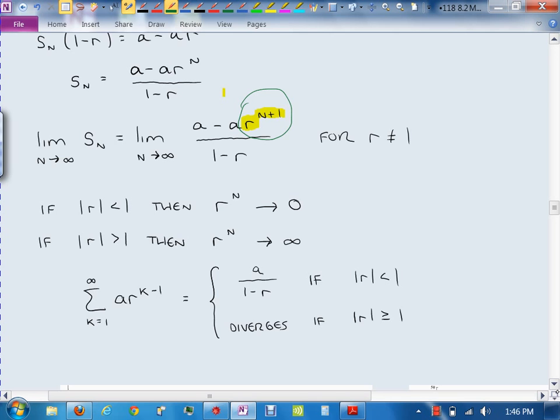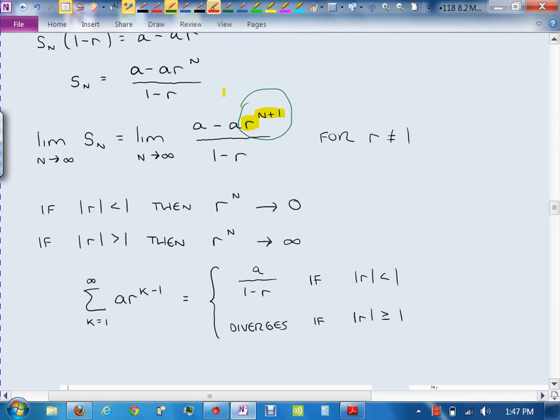What was the only thing left up here then? If that's all gone, if that's 0 up here, the only thing left is what? A over 1 minus r, right? So we get a over 1 minus r. But if the absolute value of r is bigger than 1, that thing explodes and goes to infinity, so it diverges. So r always has to be positive? Nope. You can have negative, as long as the absolute value of it is less than 1.